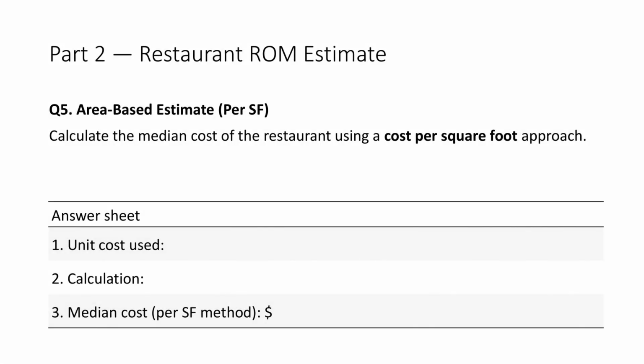Question 5. Area-based estimate. Calculate the median cost of the restaurant using a cost per square foot approach. Using the second method, cost per square foot, the restaurant has a total area of 5,000 square feet. Applying a median benchmark cost of $172 per square foot, the estimated cost is $860,000. This gives us a median ROM estimate of $860K using the per square foot method.